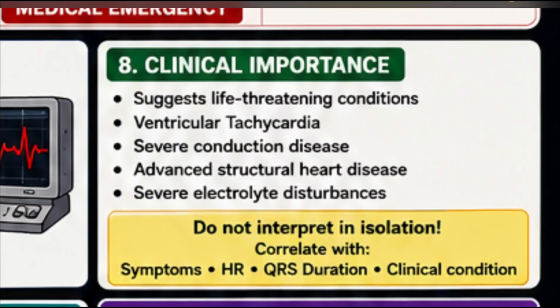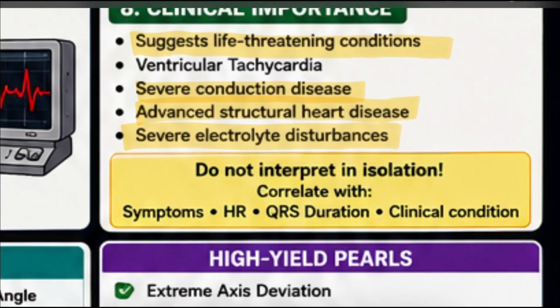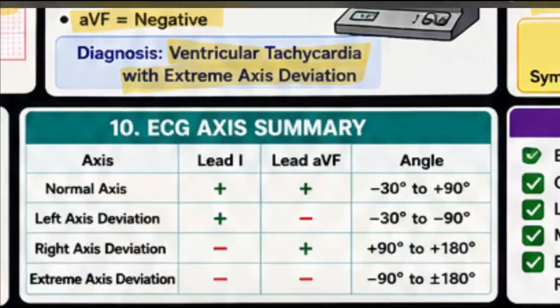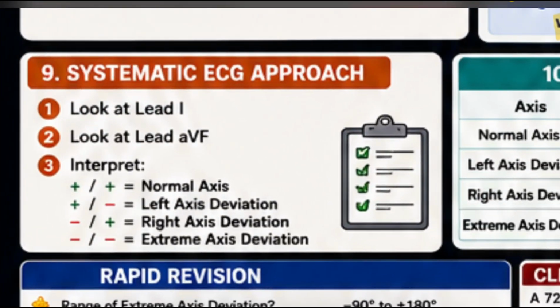In clinical importance, extreme axis deviation should always raise concern for ventricular tachycardia and life-threatening conditions: severe conduction disease, advanced structural heart disease, and severe electrolyte disturbance. So it should never be interpreted in isolation. Always we have to correlate with symptoms, heart rate, QRS duration, and clinical condition. Okay, so these are the things.